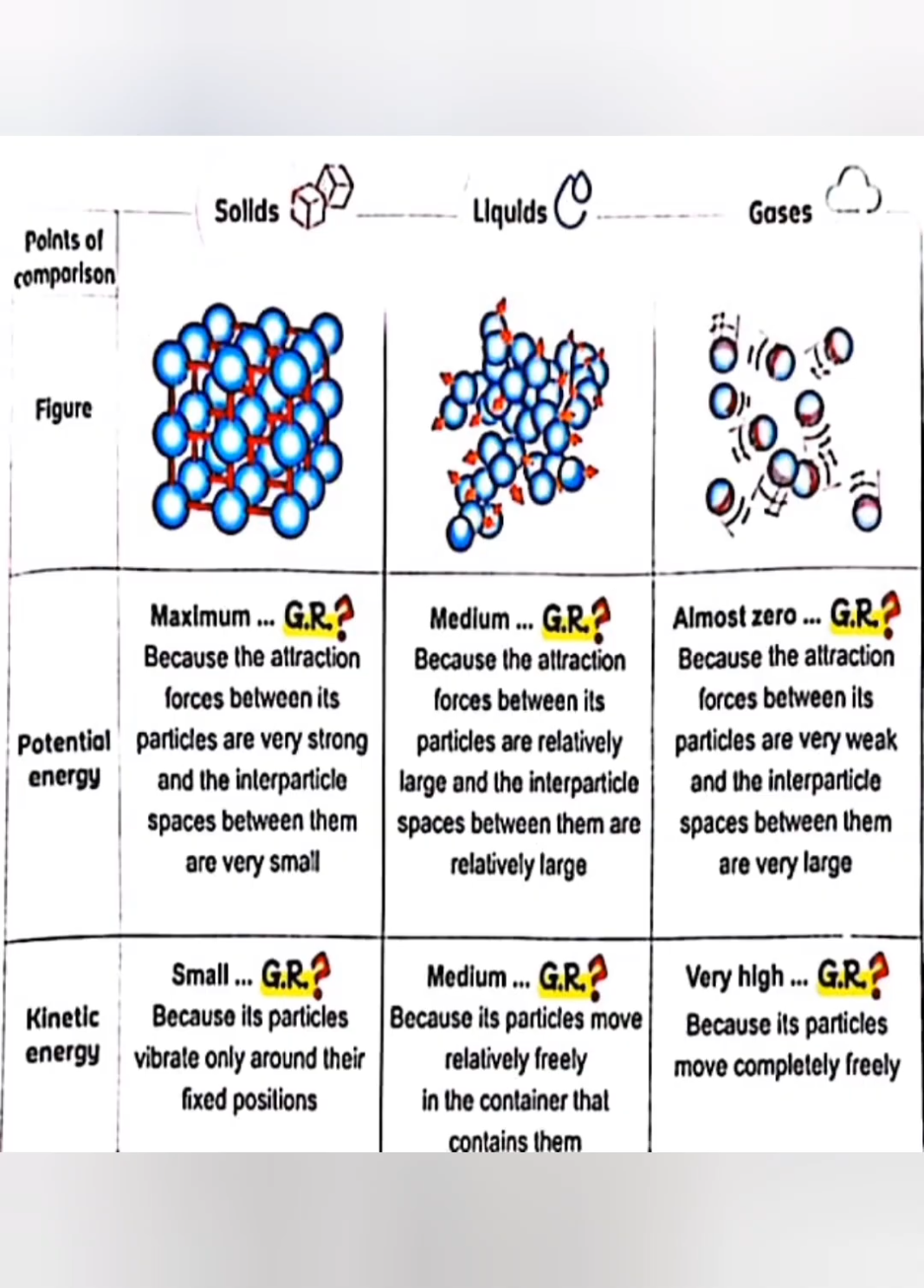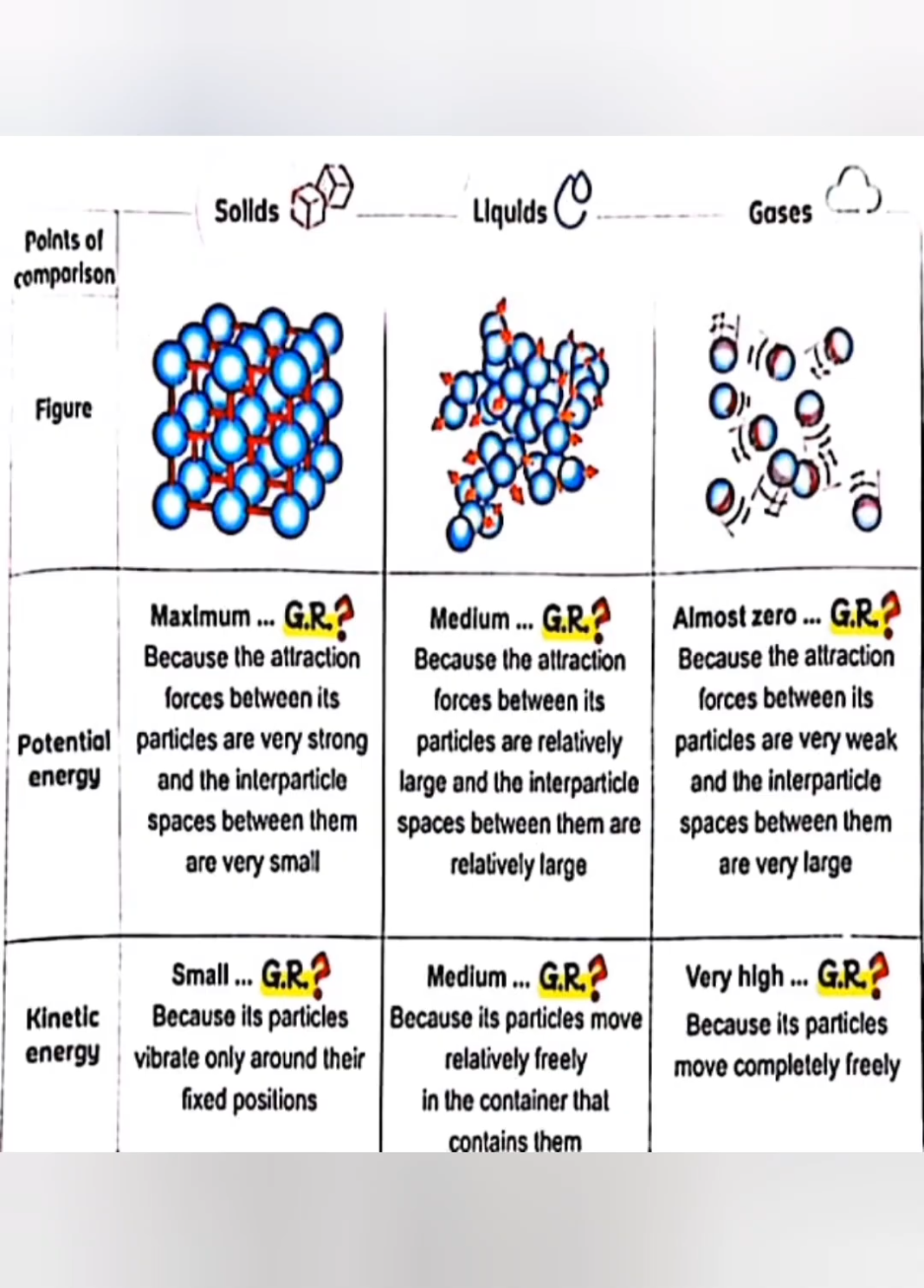Okay? Kinetic energy of it. Low. Why? Or give a reason. Because particles only vibrate in fixed positions and do not move freely. Okay? 2. Liquids. Potential energy of it. Medium. Why? Or give a reason. Because the attractive forces between particles are moderate, and the spaces between particles are larger than in solids, but still limited.